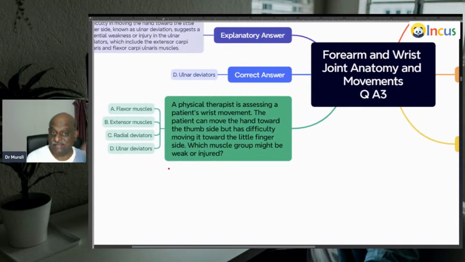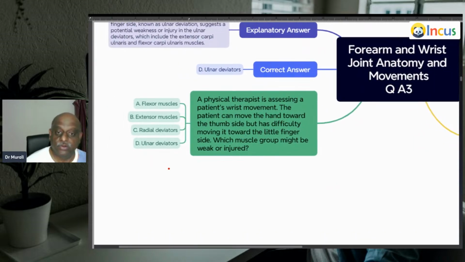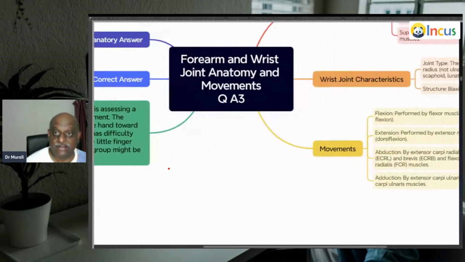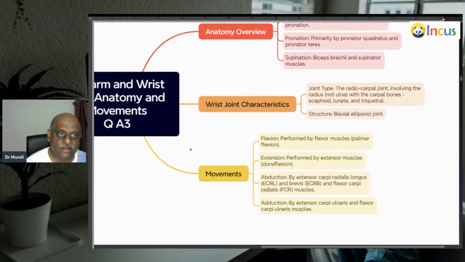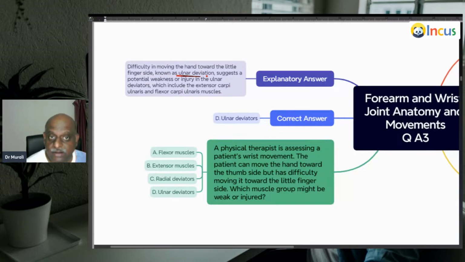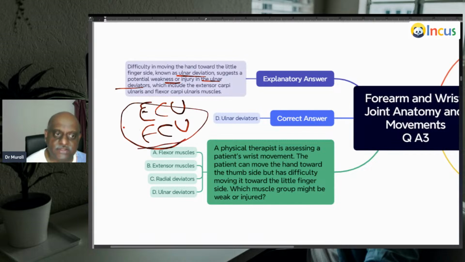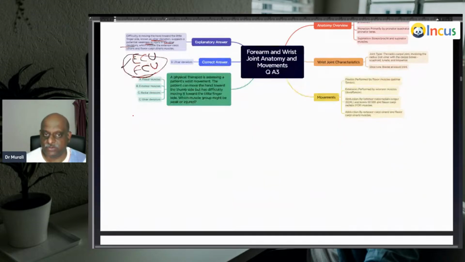A physical therapist is assessing wrist movement. The patient can move the hand towards the thumb but has difficulty moving it towards the little finger. Which muscle group might be affected? It is the ulnar deviators. Weakness or injury in the ulnar deviators affects ulnar deviation. What are they? Extensor carpi ulnaris and flexor carpi ulnaris. These are called ulnar deviators, and weakness will typically lead to impaired ulnar deviation, is what you need to understand.